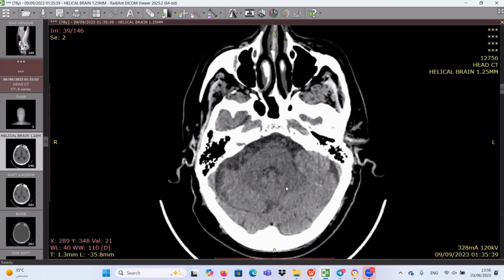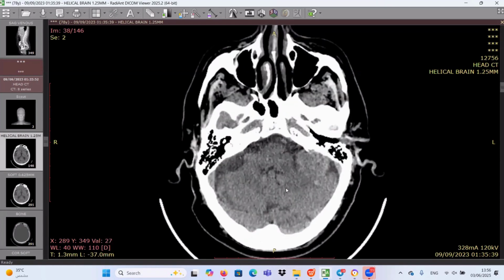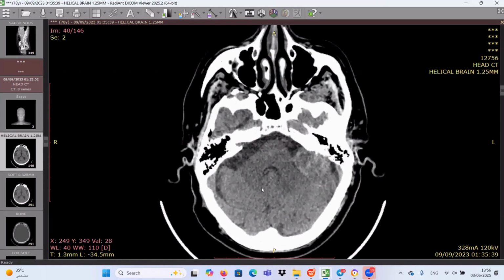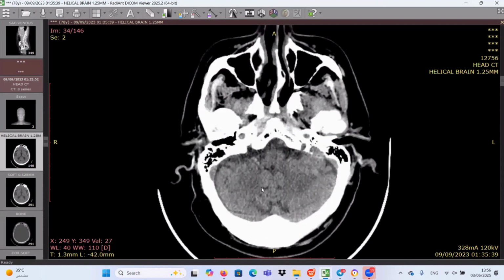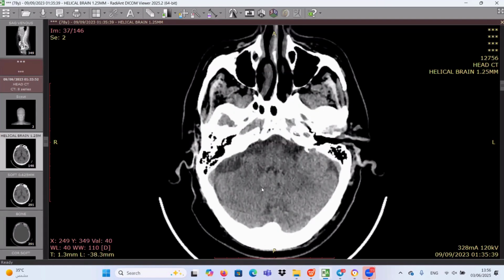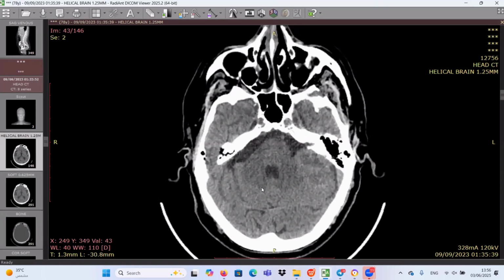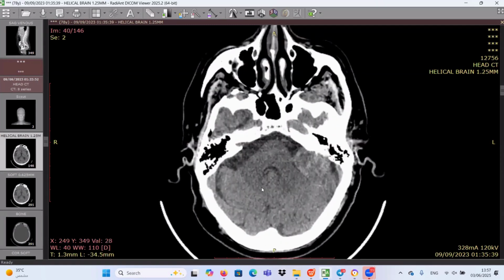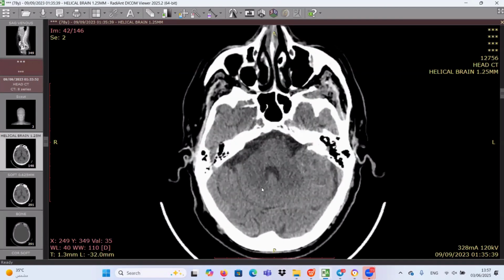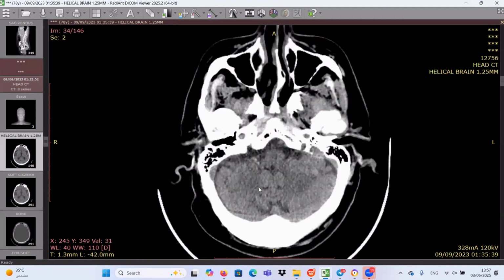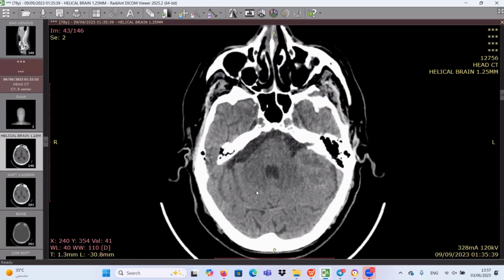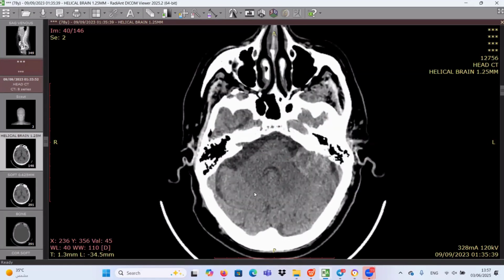I see. It's still left-sided. Can I still call it a CP angle tumor? But it doesn't involve the IAM. It doesn't cause widening of the IAM. Yes, it appears extra-axial. Totally agree. And it appears heterogeneous, a heterogeneous soft tissue mass, indenting the left middle cerebellar peduncle and indenting the left cerebellar hemisphere. Totally agree.